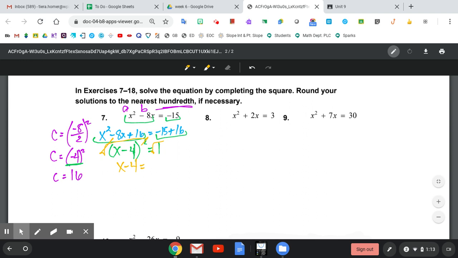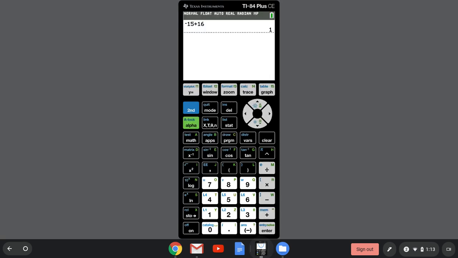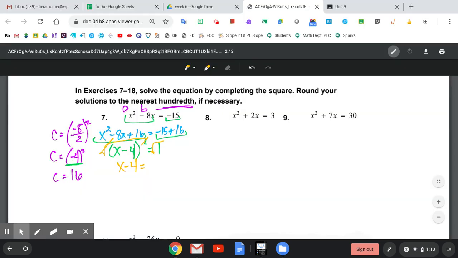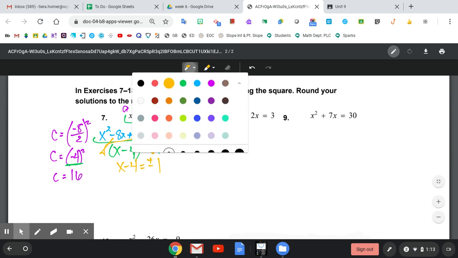Then on the right side, what's the square root of 1? Some of you are going to try to tell me it's 0.5. It's not dividing by 2. Square root means what times itself. If you're ever unsure, go to your calculator. Square root of 1 is 1. 1 times 1 is 1. We also need to remember that if we're writing in the square root sign, which we did, we have a positive and a negative. 1 times 1 is 1. -1 times -1 is also 1.